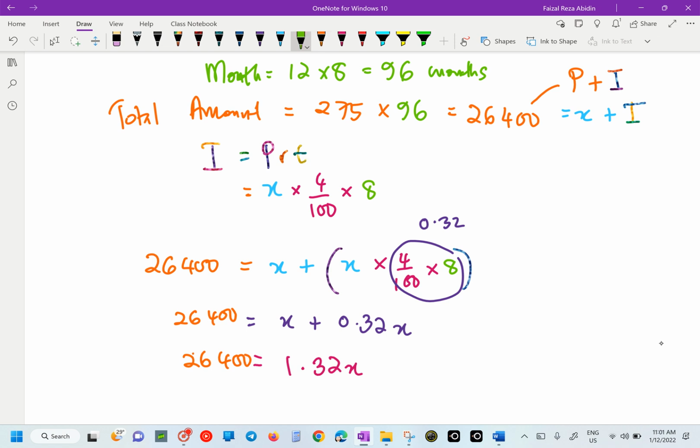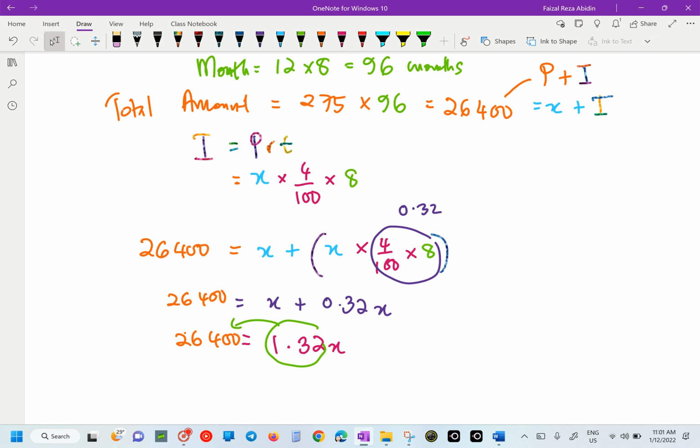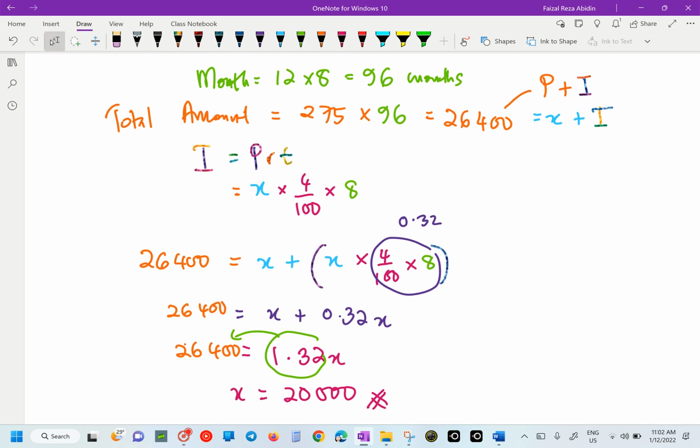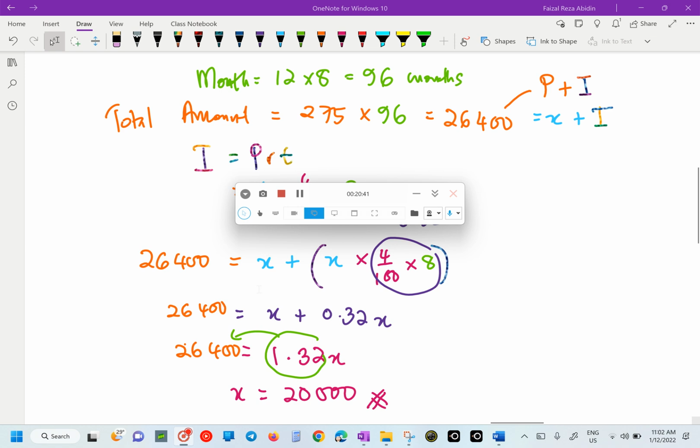Yes, that's it. So you have your X value. X is going to be 26,400 divided by 1.32. What do you get? 20,000. Finish. That 20,000 is going to be what? The principal. Wow, complicated. Okay, stop this one first.